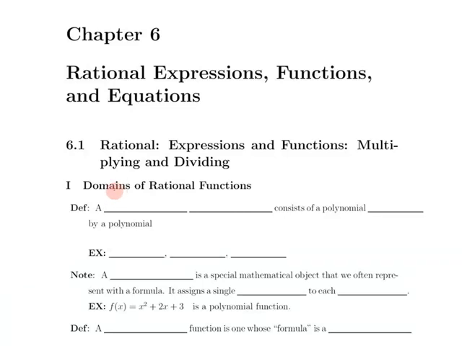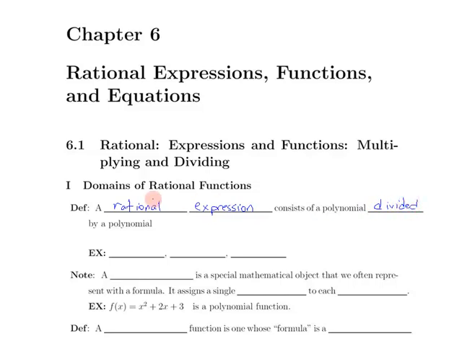Here we are in 6.1. We're ready to begin talking about the domains of rational functions. Let's begin by just giving a definition for what a rational expression is. A rational expression, by definition, is the following. It consists of a polynomial divided by another polynomial.